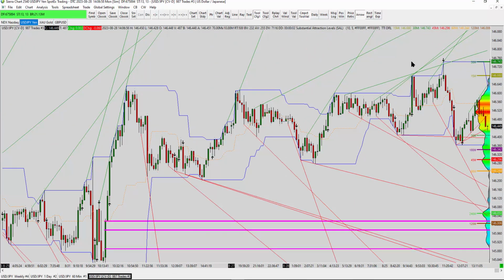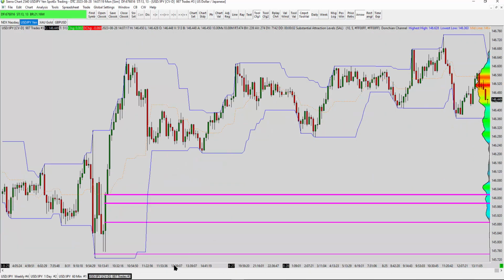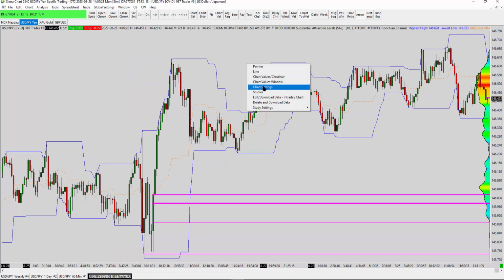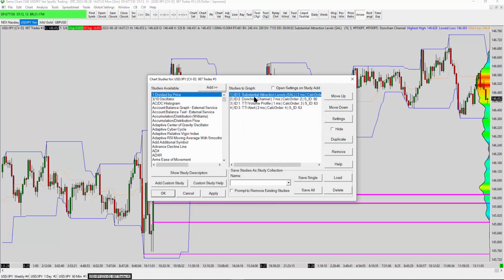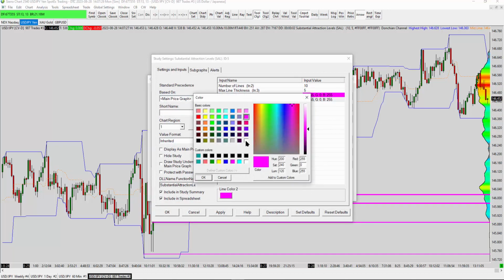Let me clean it up. Let me remove the other indicators. One second. Now I have a cleaner chart. In this chart, I put 10. If you see this, right click, I go to studies, I put substantial attraction levels, I put 10. Let me color code it too. Let me make it a bit different so you will see the difference.